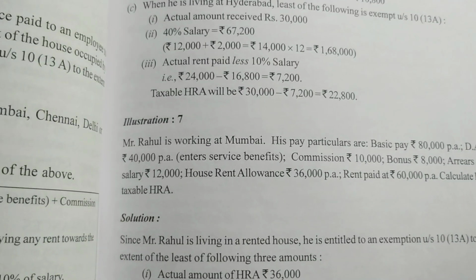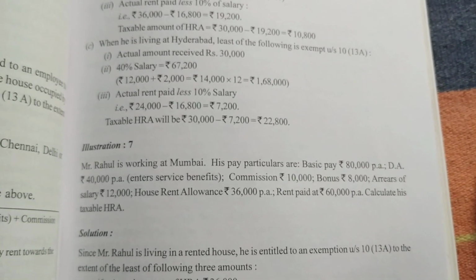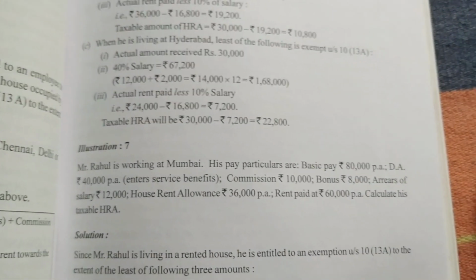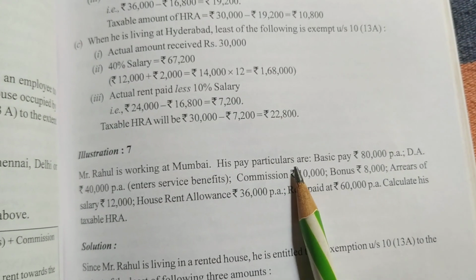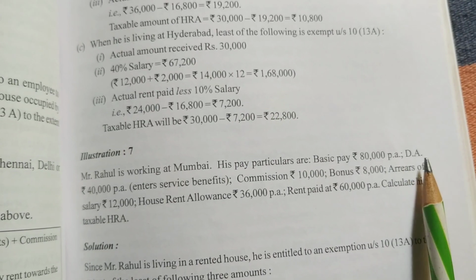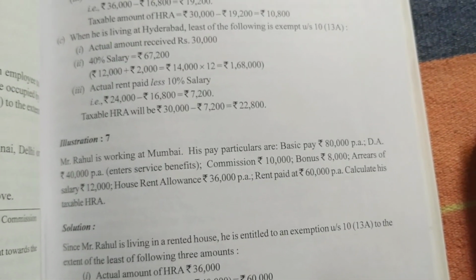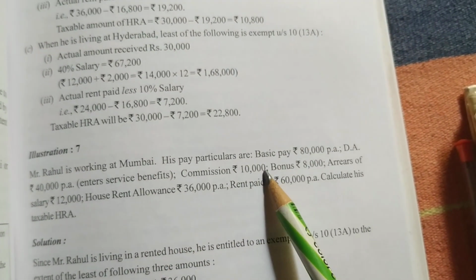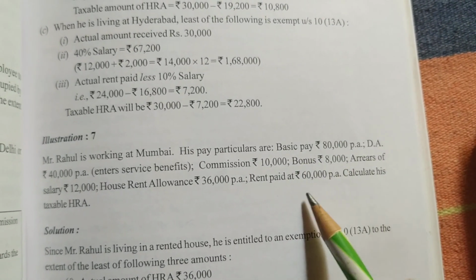So we'll do one more question. Now see what he says. Mr. Rahul is working at Mumbai. So Mumbai is metro, right? Metro cities are Mumbai, Delhi, Kolkata and Chennai. So Mumbai is a metro city. His pay particulars are basic pay 80,000 per annum, and DA is 40% per annum. Commission also we have to concentrate. Commission should be on turnover. He is saying only simply commission. He should say in brackets turnover.